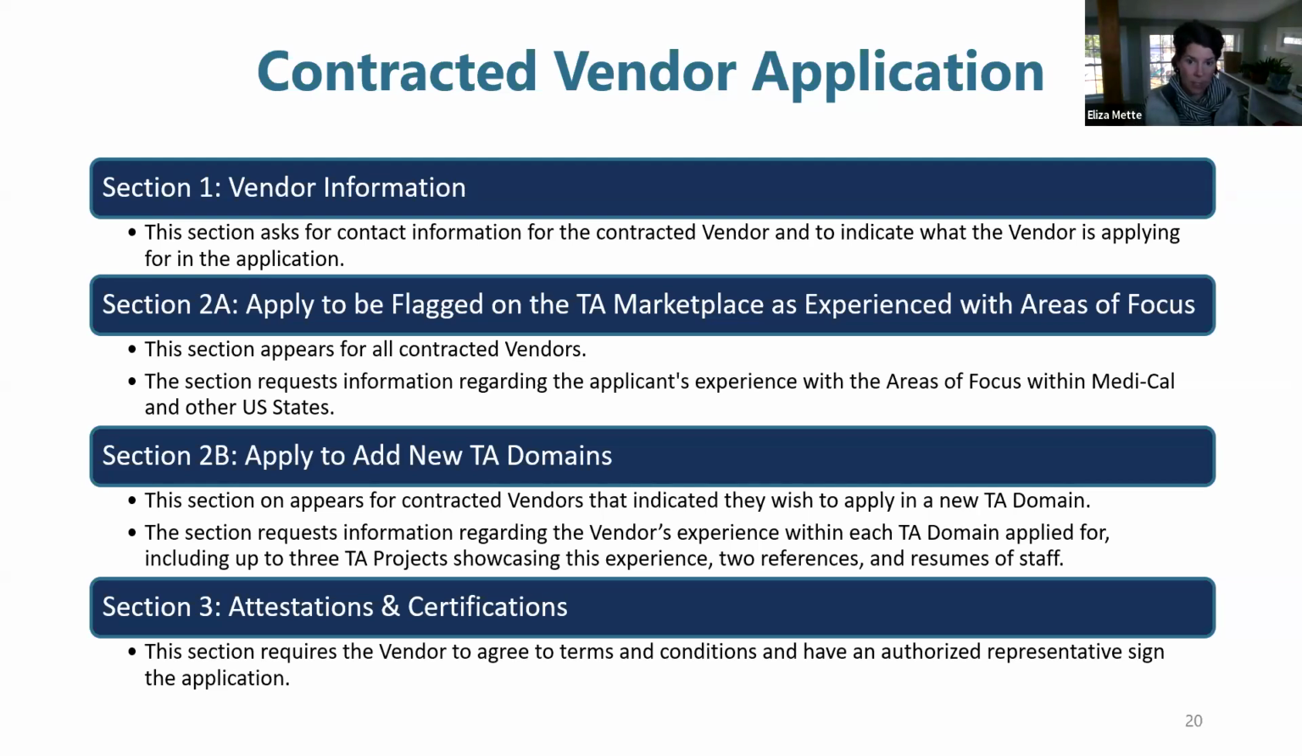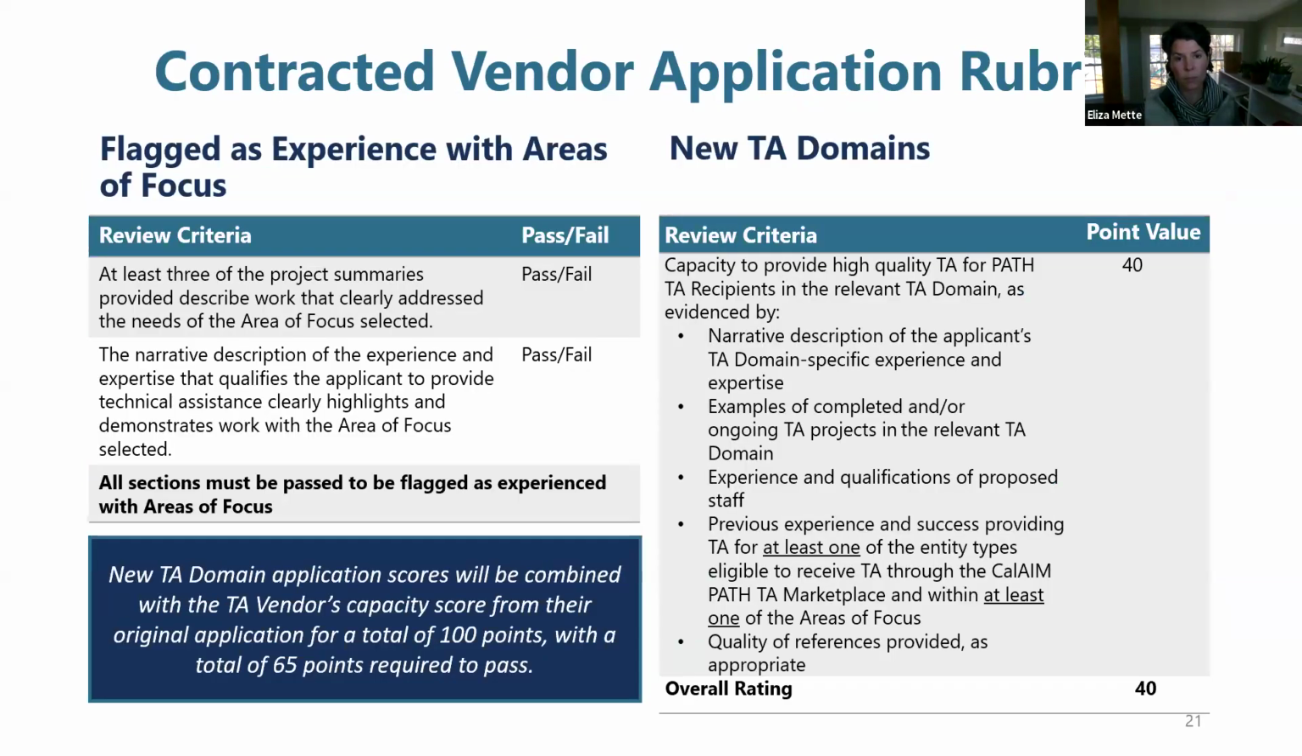Section 3 is attestation and certification, so having an authorized representative sign the application. Next slide, please. And here is the scoring rubric.